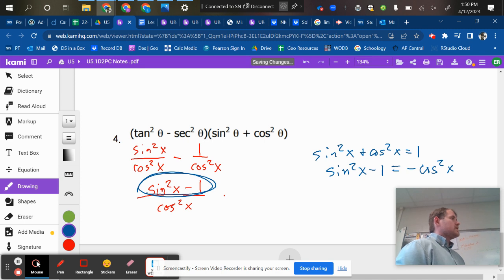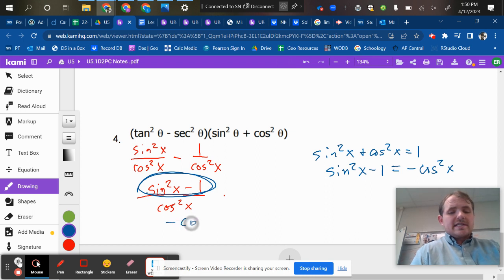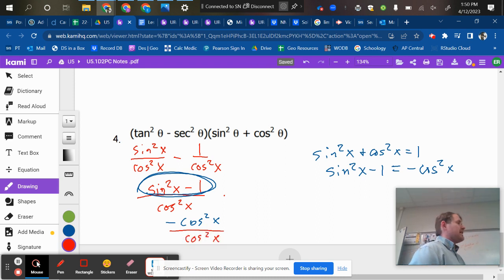Okay. So what's that numerator going to turn into now? A negative cosine squared on top, all over cosine squared. And what will that simplify to? That just becomes a negative 1. So that is what it turns into fully simplified.